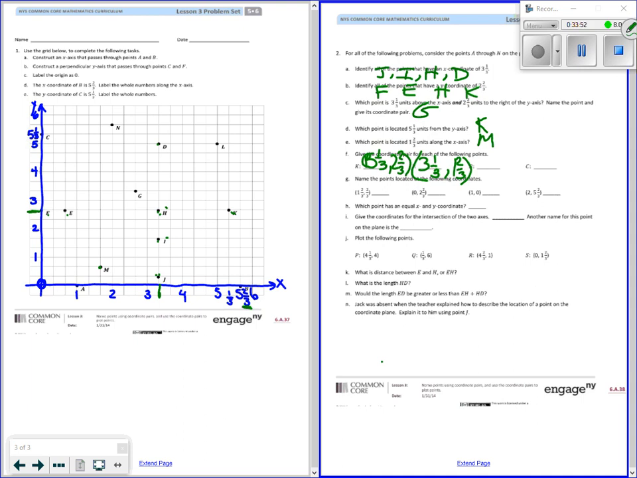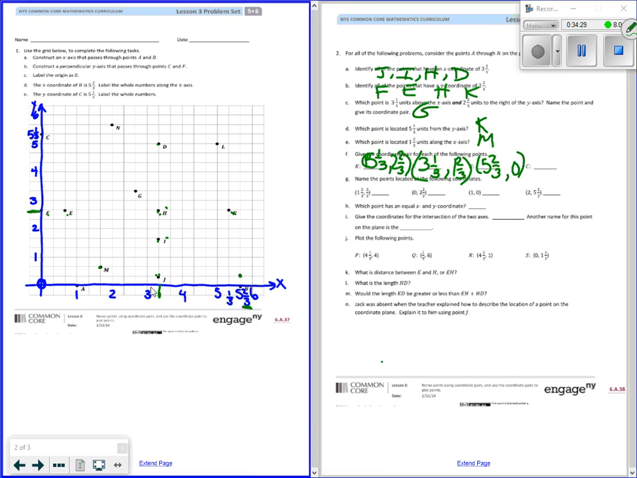So B, what are the coordinates for B, Michaela? 5 2/3. Does it go up at all? Nope. So does it have a y coordinate? What is it then? Does it go up? 0. It does not go up. So it's 0. If it were 1/3, it would be right there. Is it right there? No. So it's 0. It is on the x-axis, so it is 0.